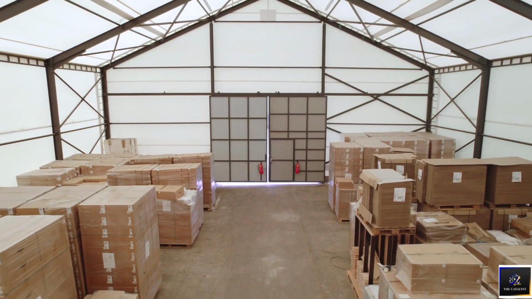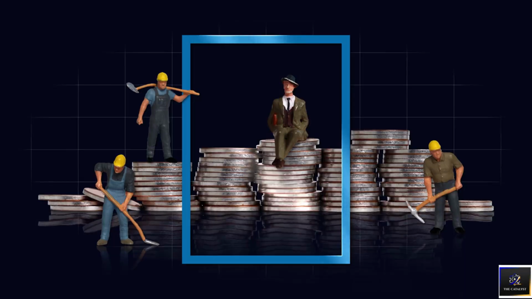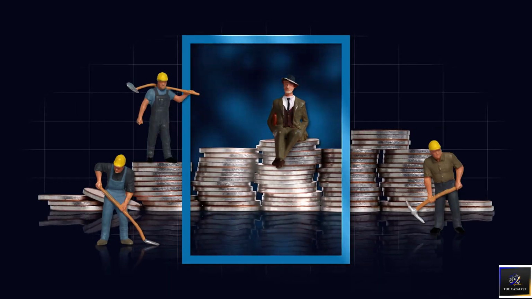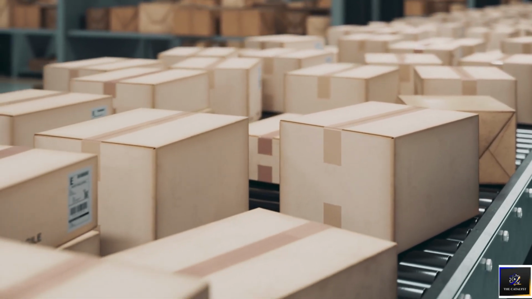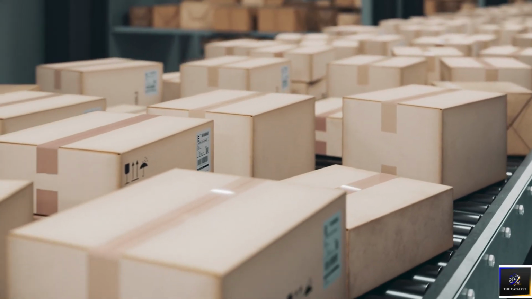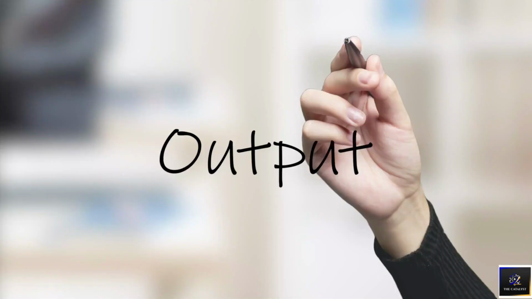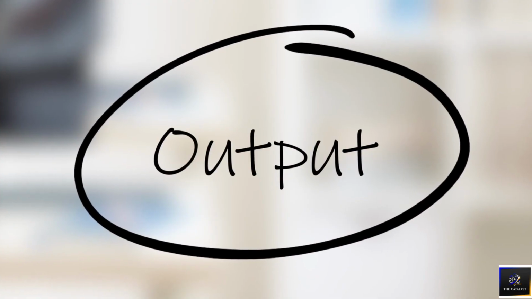The raw materials used to produce each unit are a variable cost. The labor directly involved in producing each unit is a variable cost. Packaging, shipping, and sales commissions that are paid per unit sold are variable costs. If you produce nothing, you incur zero variable costs. Double your output, and your total variable costs approximately double.